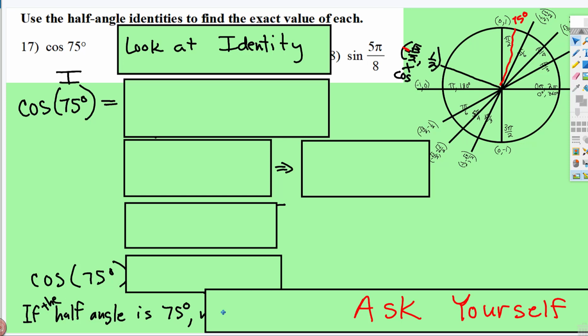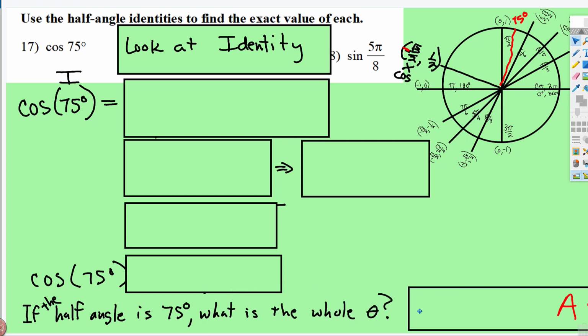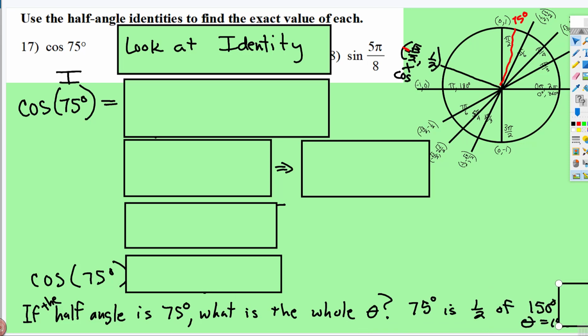Well, 75 is half of what? What is the whole theta? Well, 75 is half of 150. So the theta that we will use in the identity will be 150 degrees. So right there. And at 150 degrees, the cosine value is negative root 3 over 2. If you look at your unit circle, the cosine value of 75 is positive 1/2.